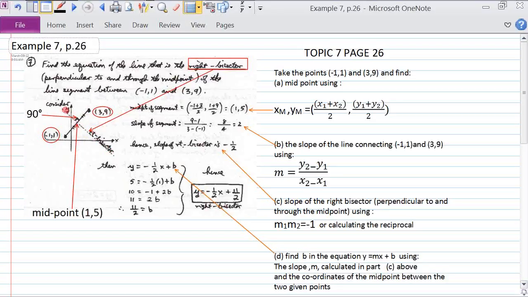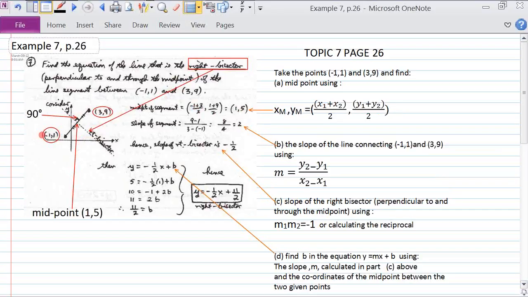So what do we need to do? The first thing is we know that it's going to go through a point here, which is the right bisector right here. I mean, it's going to go through the midpoint. So the first thing we're going to do is calculate the midpoint between minus 1, 1 and 3, 9. So here it's done. Here's the formula, and here we do the actual calculation.